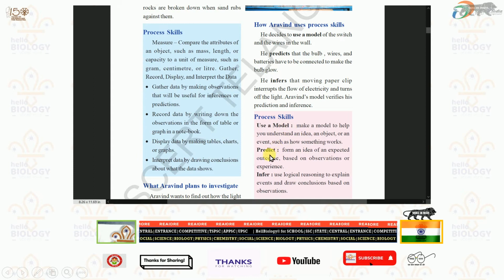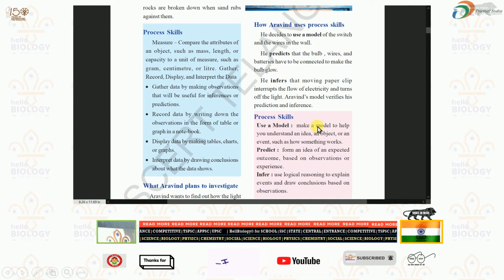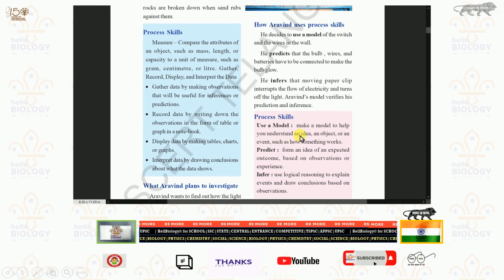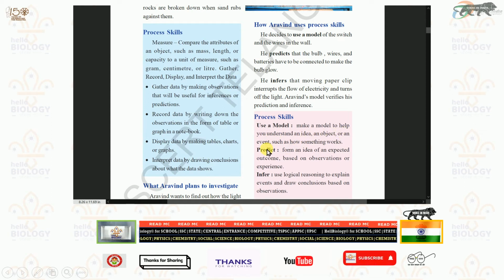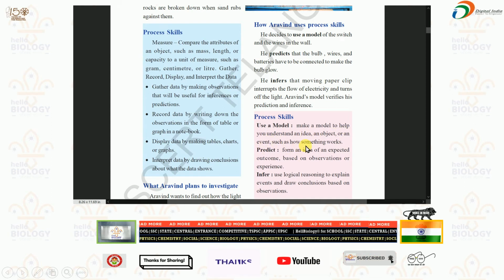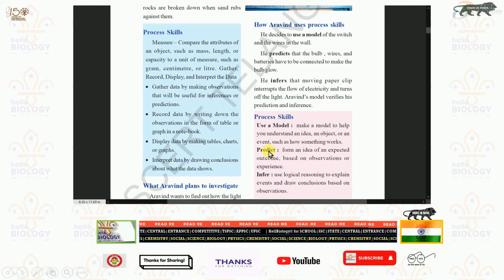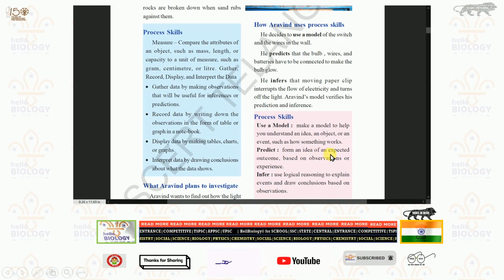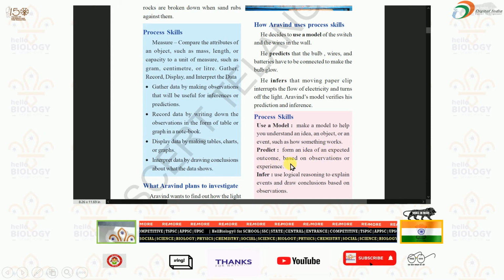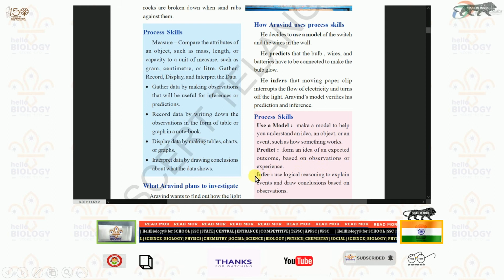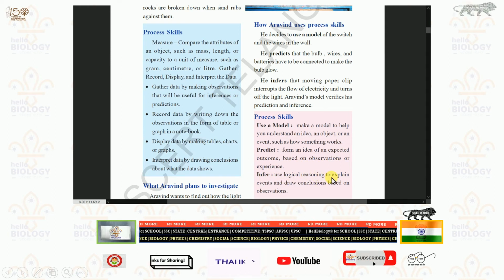Use a model, predict, infer. Use a model: make a model to help you understand an idea, an object or an event, such as how something works. Predict: form an idea of an expected outcome based on observations or experience. Infer: use logical reasoning to explain events and draw conclusions based on observations.